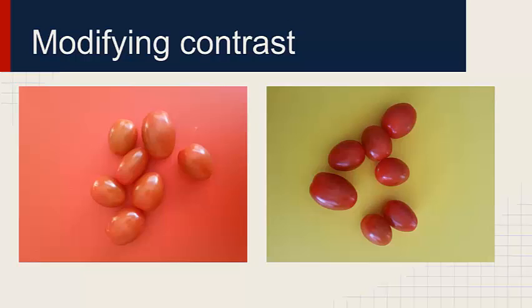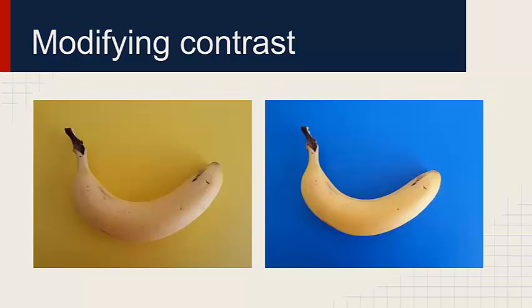Here's another image showing a very similar thing, and it's a banana. This time on a yellow chopping board or yellow background, and then on the right hand side you'll see that it's on the blue background. And it's much, much easier to actually see the banana against the blue background. And so what I've naturally done without really doing anything too much is I've modified the contrast of this particular object.